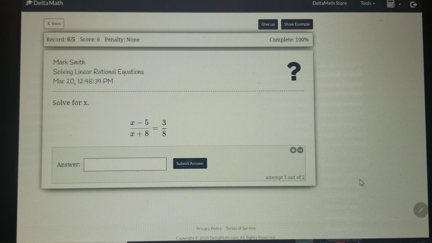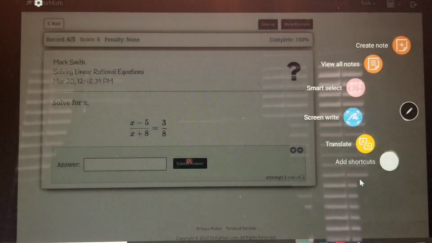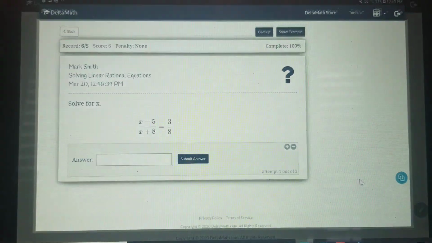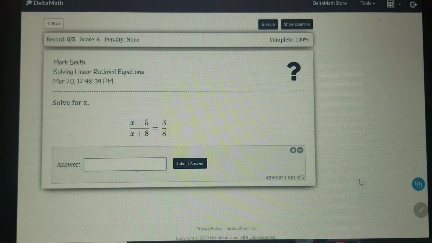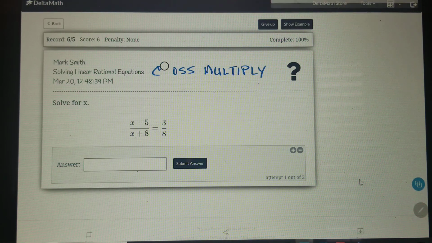Okay, so what we're going to do when we look at linear rational equations and equations like this is that we are going to focus on strategy number 1 and step 1, which is to cross multiply. All right, so we're going to cross multiply, but it's a terrible R and C. Let's fix that.